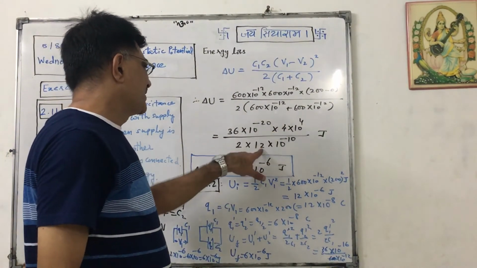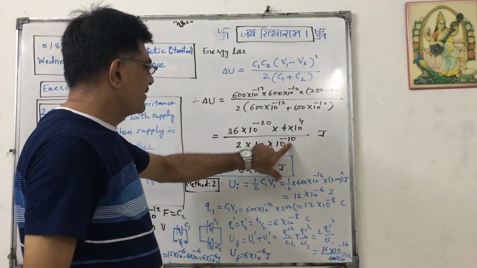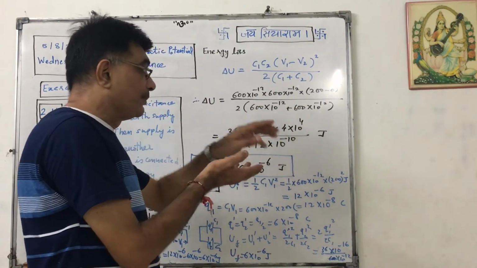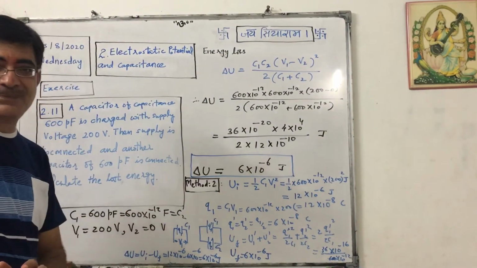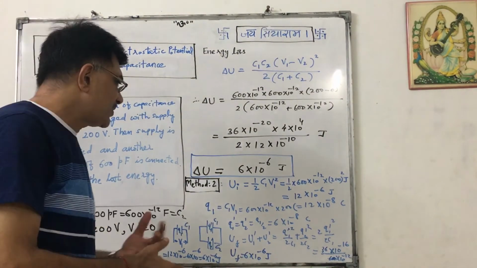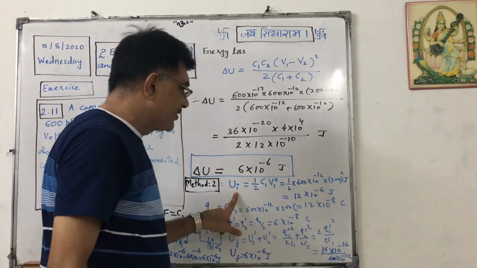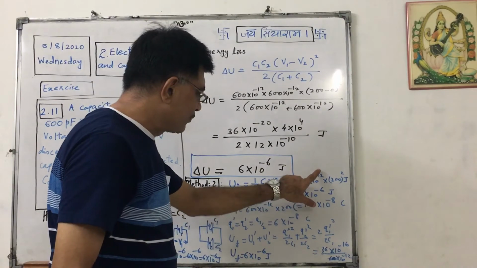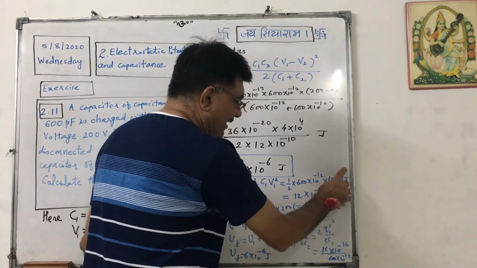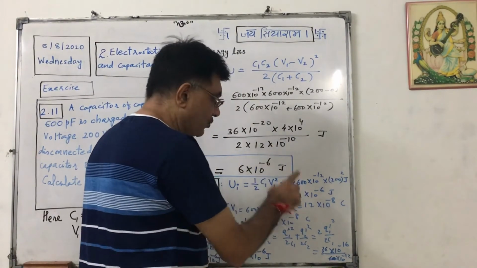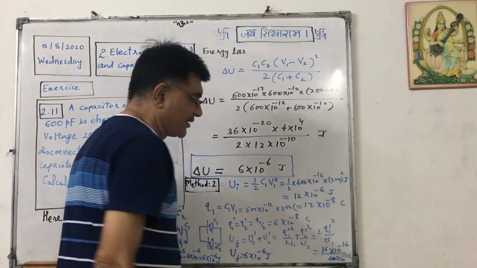Now it is simple. 4 3s are 12, 3 2s are 6, 36 by 6 is 6. Now this minus 10 I have to add here in the power, so 4 minus minus 10 is 14, minus 20, so 10 raised to minus 6 joule, that is the energy lost. Another method: let us find the initial energy of this capacitor, that is half C1 V1 square. Half C1 is 600 into 10 raised to minus 12, V1 is 200 square. So 2 square is 4, 4 divided by 2 is 2, 2 into 6 is 12, 10 raised to 4, 10 raised to minus 12, so 12 into 10 raised to minus 6 joule.